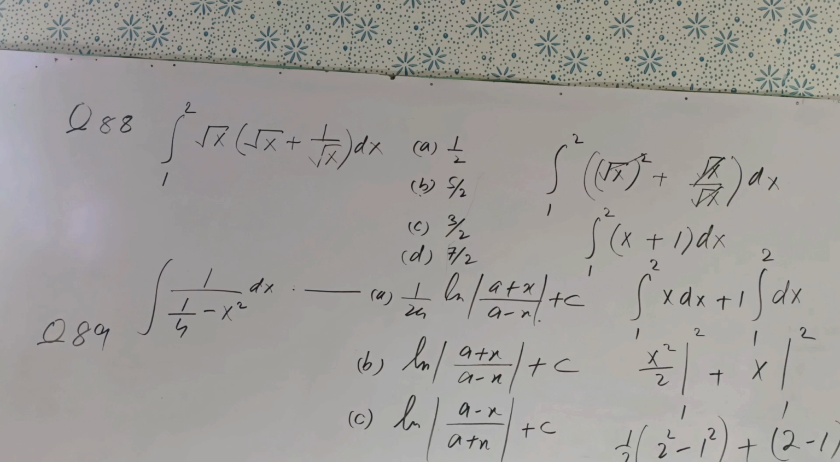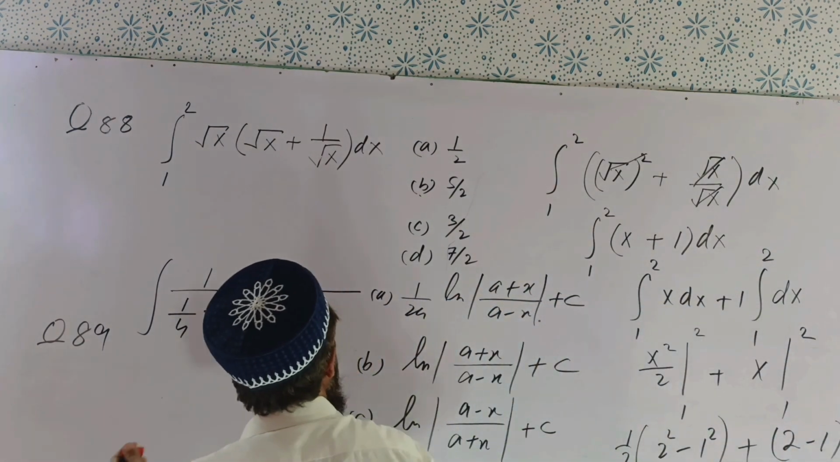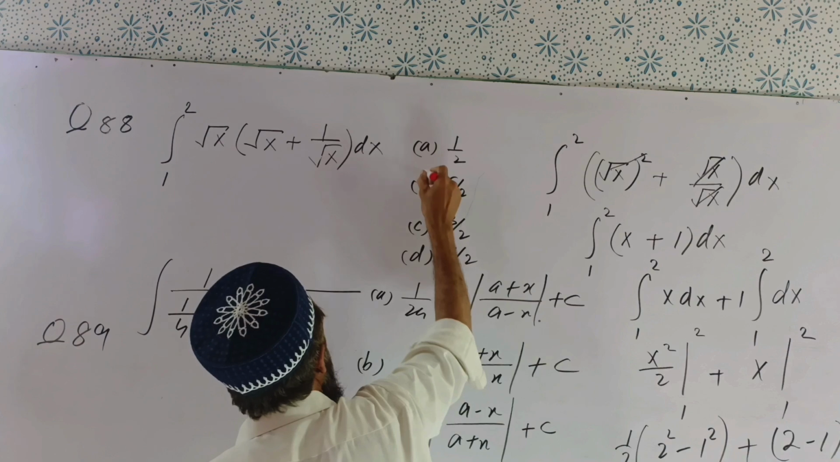We take the LCM, 2 is the LCM. So 3 plus 2 gives 5 by 2. 5 by 2 is the correct option. Option B is the correct answer.